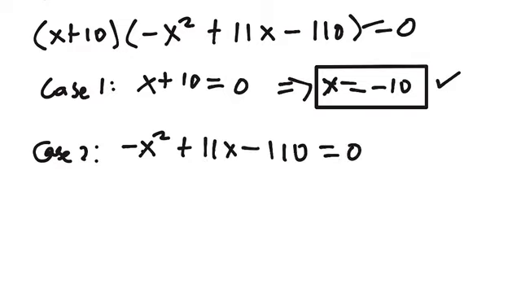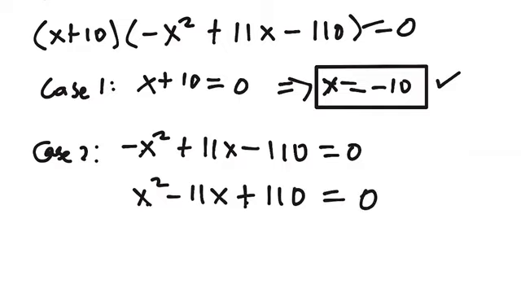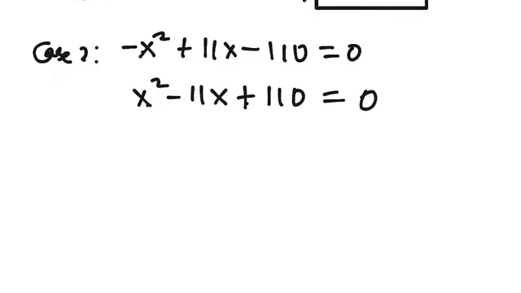So we can rewrite this equation by taking x squared to the other side. We're going to have x squared, and we're going to have minus 11x, and we're going to have plus 110 then equals 0.